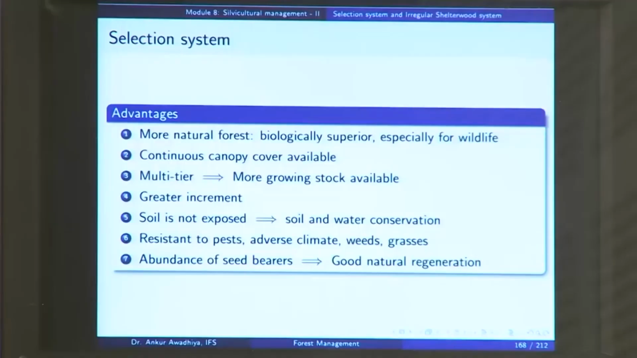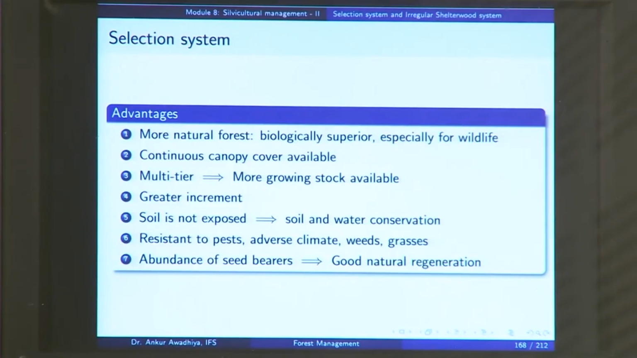Then if you find that there is a certain deviation from your ideal ND curve, the ideal inverse J curve of a selection forest, then you maintain your trees in such a manner that you remove the excess trees if there is any excess. And then finally, you remove some of the mature trees that are above your selection DBH, so that you are making growing space available for the next generation. So, these are the general felling rules in the selection forest.